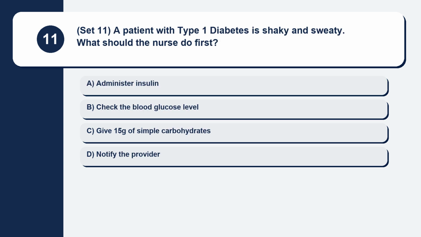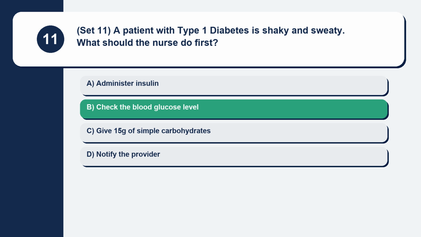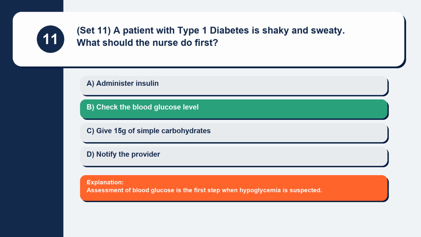Question 11. Set 11. A patient with type 1 diabetes is shaky and sweaty. What should the nurse do first? Administer insulin, check the blood glucose level, give 15 g of simple carbohydrates, notify the provider. Assessment of blood glucose is the first step when hypoglycemia is suspected.